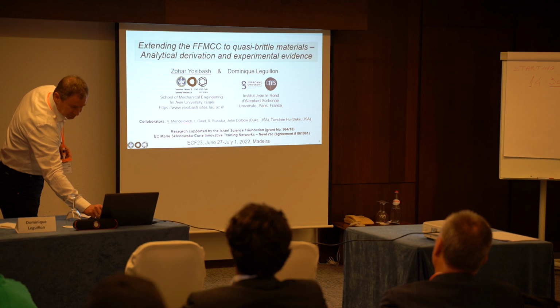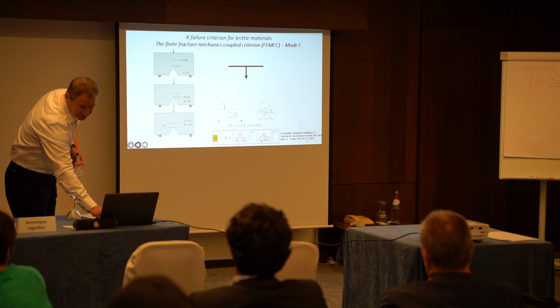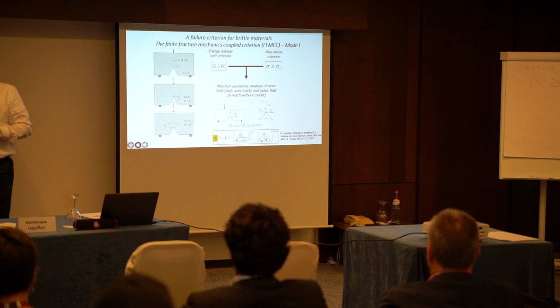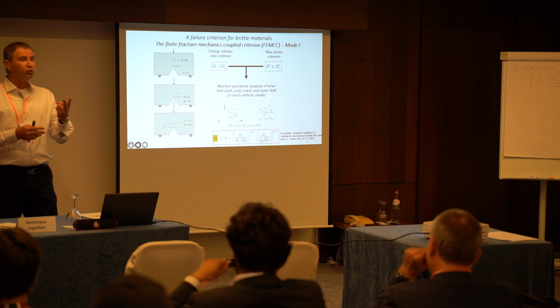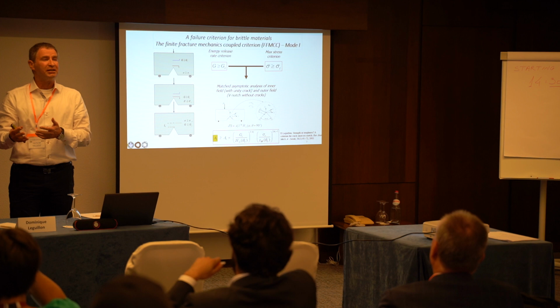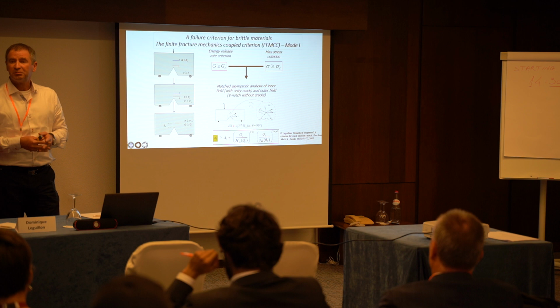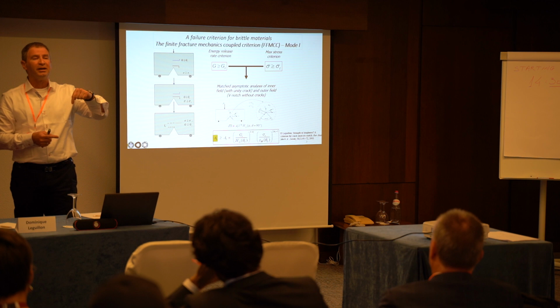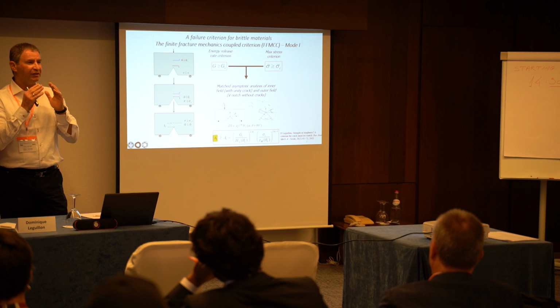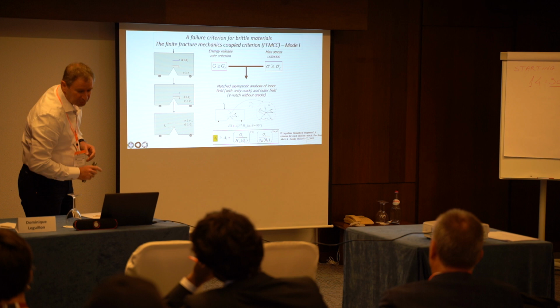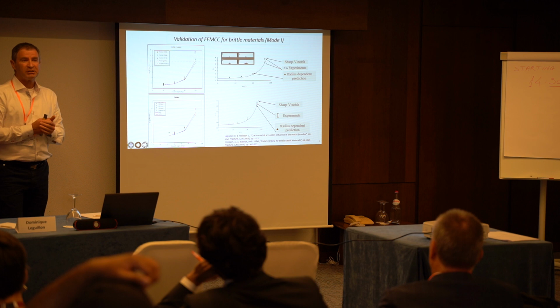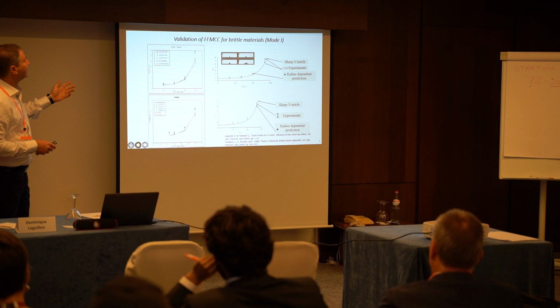Everybody knows the coupled criterion, so I will not go over its details. What I would like to emphasize is that in order to apply it to a brittle material, one would need, of course, two material properties: G1C, which depends on K1C, and sigma C, which one would measure. If you take these two quantities into consideration, you can find the force you have to apply to get crack initiation at the V-notch. If the V-notch is sharp, you get very nice results when comparing the experiments. We did experiments on Macor, PMMA and graphite, and you can show that under mode 1, this criterion performs quite well.